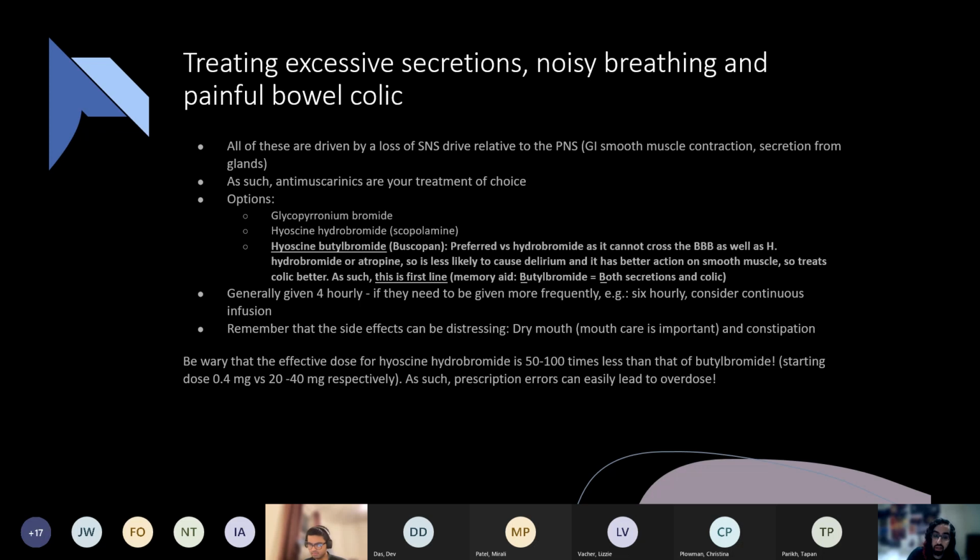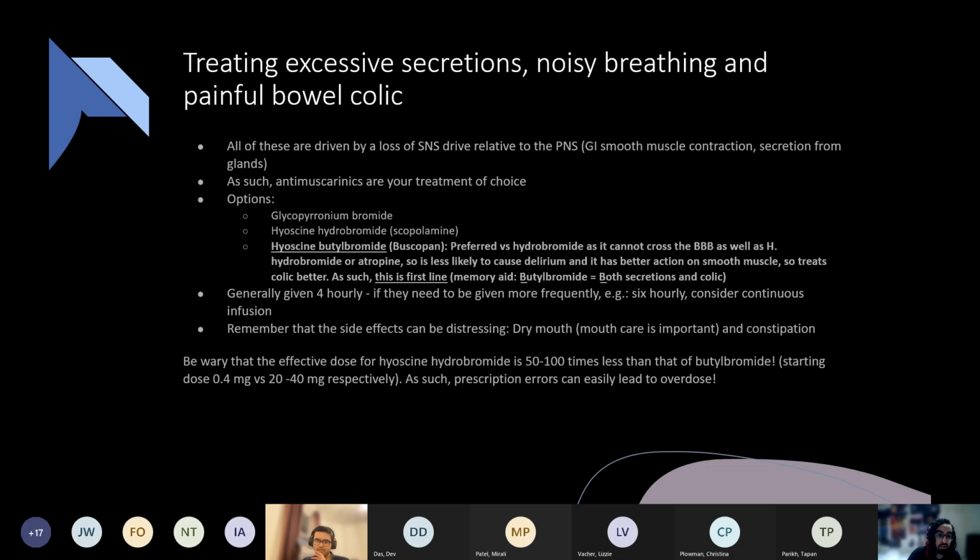We like butyl bromide because, remember, anticholinergic burden. We don't like it when anticholinergics can cross the blood-brain barrier because they contribute to confusion and impaired cognition. Hyoscine butyl bromide is a modified version of hydrobromide, and it's not good at crossing the blood-brain barrier, so it's far less likely to cause that. But hyoscine butyl bromide is just generally better. It doesn't need as high a dose, and it's better tolerated.